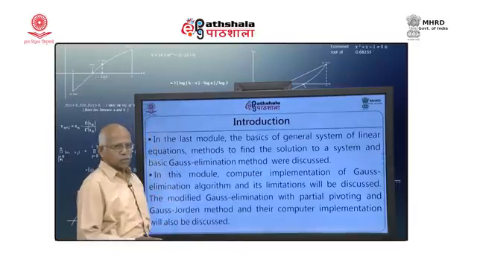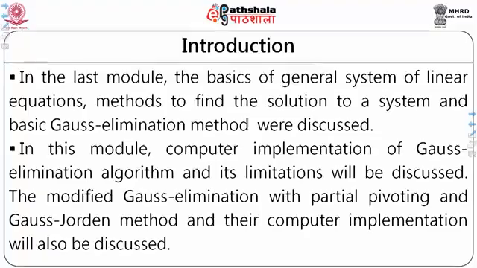In the last module, we have already seen the general systems of linear equations and what methods are available for finding solutions of such systems, and the basic Gauss elimination method was already discussed. In this module, we will see what changes we will have to make in the computer implementation of the Gauss elimination algorithm, and its limitations will be discussed. We will do the modified Gauss elimination with partial pivoting, and the Gauss-Jordan method and their computer implementation will also be discussed. So, this is what we will be doing.